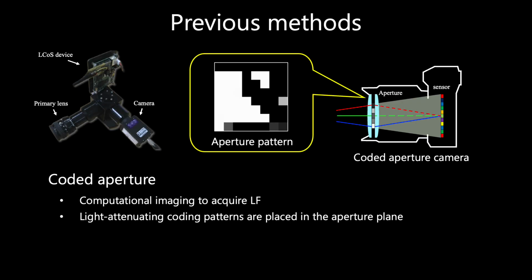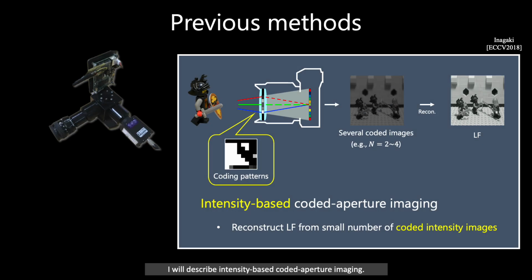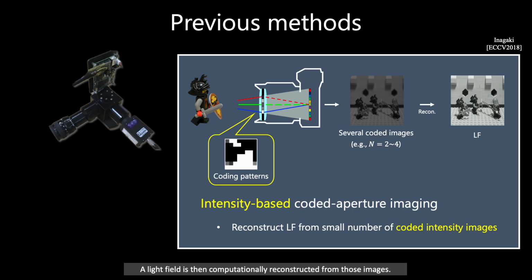Before describing our method, I will mention the previous methods for coded aperture imaging. Coded aperture is used for computational imaging methods for acquiring light field. As shown in the figure, light attenuating coding patterns are placed in the aperture plane of a camera. I will describe intensity-based coded aperture imaging. In this method, several coded images are captured under the different coding patterns. A light field is then computationally reconstructed from those images.